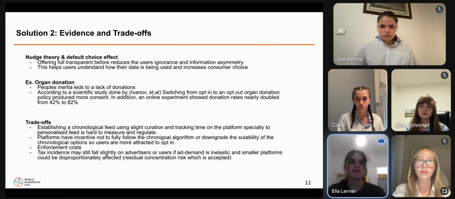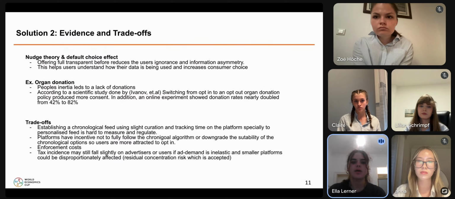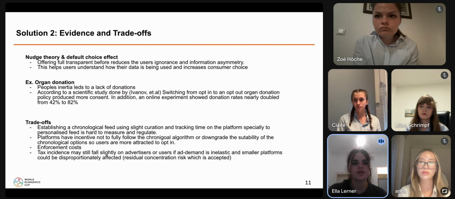Our proposition aligns with nudge theory, and therefore the example we chose is organ donation to support this. People's inertia leads to a lack of donations, and it was proven that when donating becomes inherently opted in and you would have to opt out of being an organ donor, donation percentages went up. And a similar study on TST done by Ivanov et al.